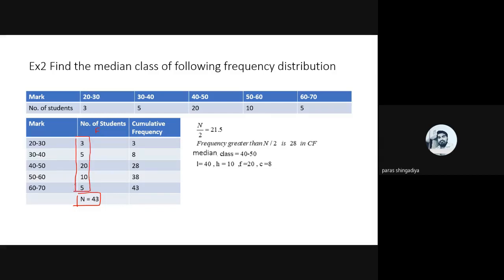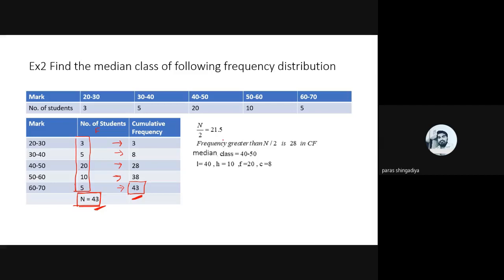And now let us check the CF. So consider 3 as it is, the first value of CF. And now next one, that will be 5 plus 3, that is 8, 8 plus 20, that is 28, 28 plus 10, that is 38, and 38 plus 5, that is 43. Okay, so verify that the last value of the CF should match the total frequency. These two values should be the same. If there is any mismatch, verify this addition, otherwise the CF again.